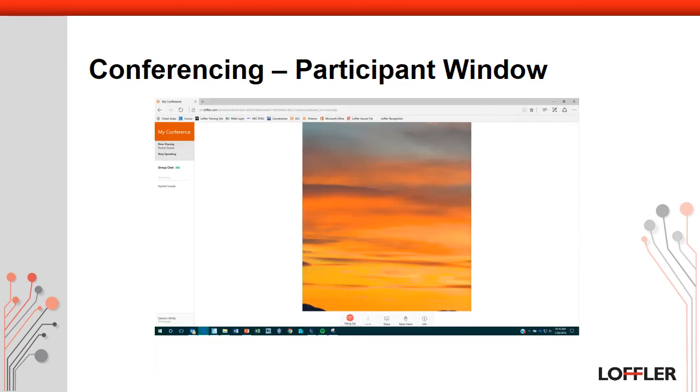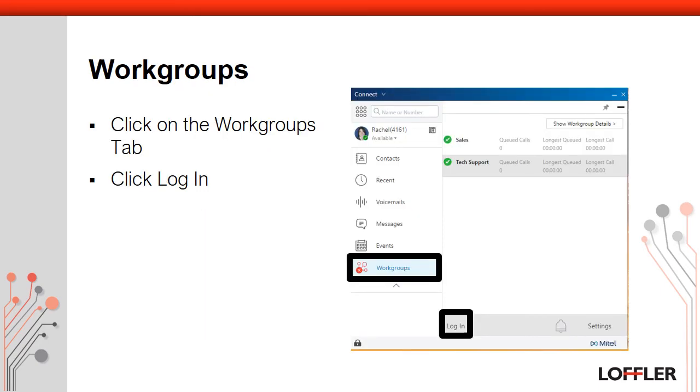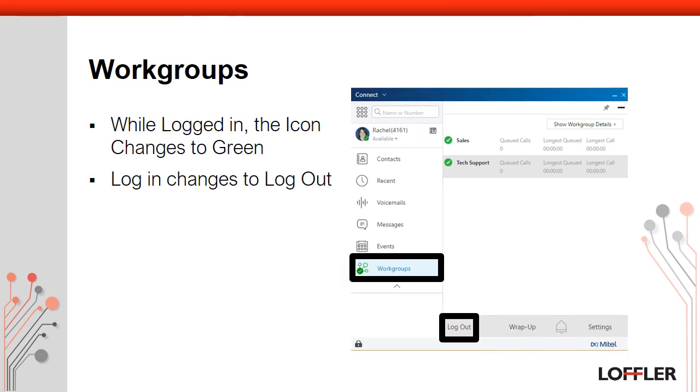This is the participant view of the screen sharing. Here is the notification everyone will see if the host clicks the End and Leave icon. If you are part of a work group, you will have the Workgroups tab. When it is red, you are signed out. To log in, click on the Workgroups tab and select Log In. When you are logged into Workgroups, the icon turns green and you have an option to log out.